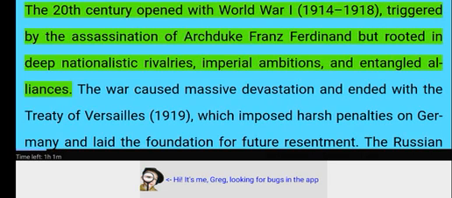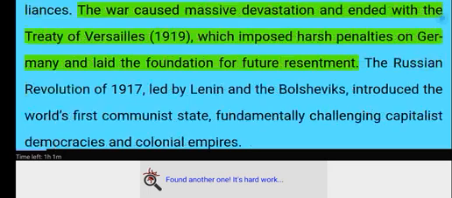The 20th century opened with World War I, 1914-1918, triggered by the assassination of Archduke Franz Ferdinand but rooted in deep nationalistic rivalries, imperial ambitions, and entangled alliances. The war caused massive devastation and ended with the Treaty of Versailles, 1919, which imposed harsh penalties on Germany and laid the foundation for future resentment.